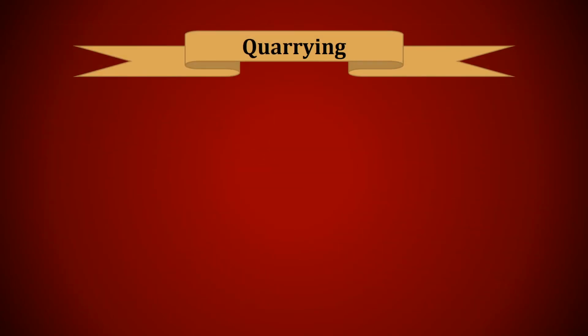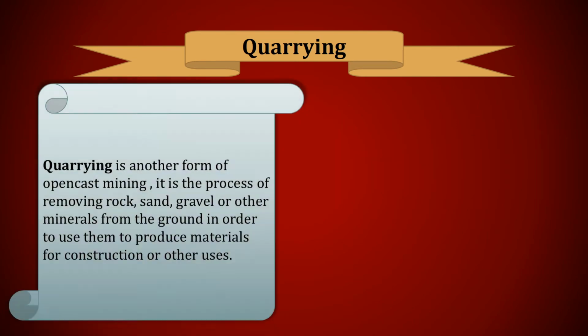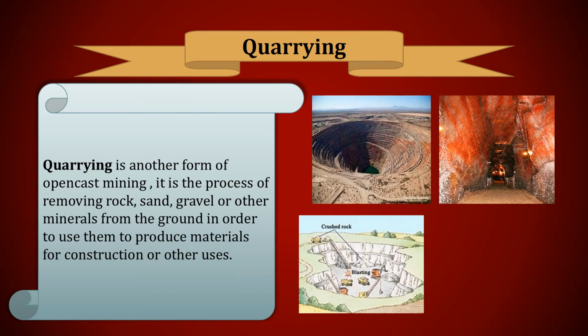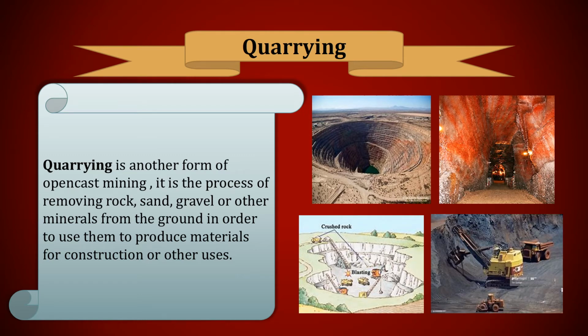Quarrying is another form of open-cast mining, and is used mainly for obtaining rock. Pakistan is famous for its marble, which is exported especially for building mosques and making into other products like cement. Pakistan has vast deposits of limestone, which is the raw material for cement.